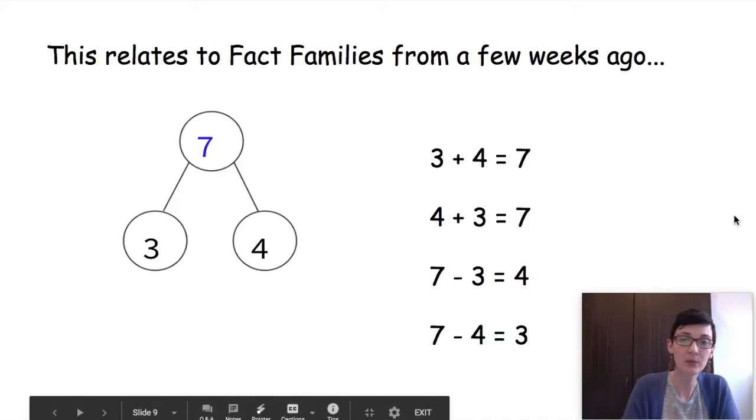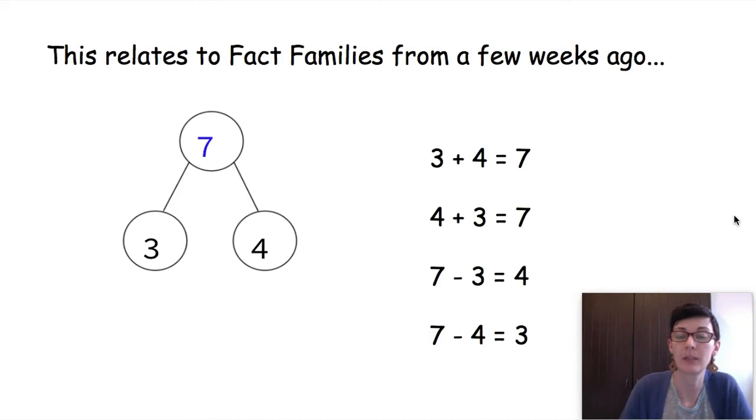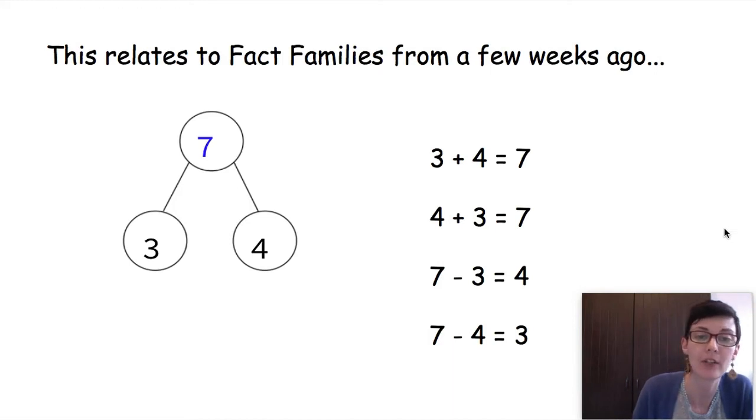So this all relates to our fact families that we looked at a couple of weeks ago. So if we look at the part-whole model, we can see 7 is the whole, and 3 and 4 are the parts. So that helps us to see that 3 plus 4 equals 7.